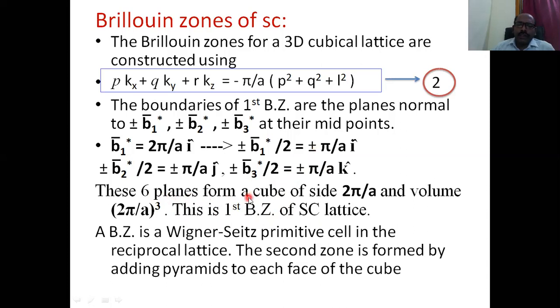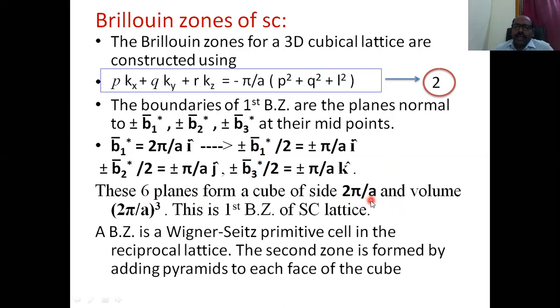So there are 6 planes. They form a cube again. Since these vectors are along x, y, z only, purely along the coordinate axes, the x-axis, y-axis and z-axis, with a magnitude of pi by a, therefore again those planes form a simple cube, of side 2 pi by a.